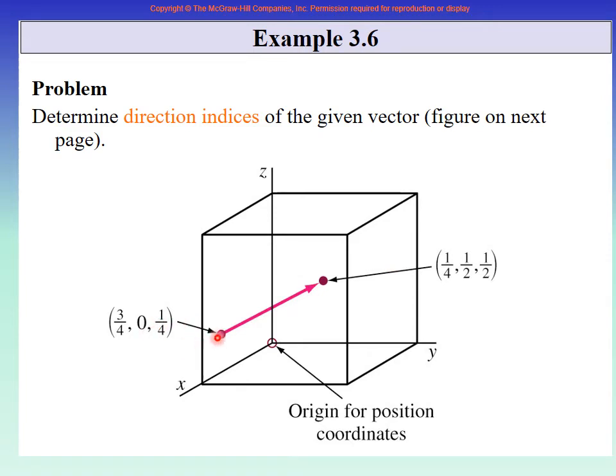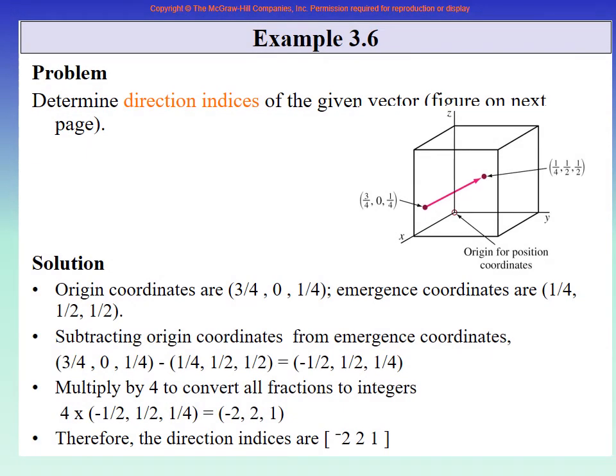So if you can locate this point, if it is given that it is 3 by 4, 0, 1 by 4, then of course you know that in x you have moved 3 by 4, in y you have not moved, and in z you have moved 1 by 4. Similarly, if this point is 1 by 4, half, half, then from here in x you have moved 1 by 4, in y half, in z half, and you have come to this point. So this is how you draw the points. But if the points are given, then 1 by 4 minus 3 by 4, half minus 0, half minus 1 by 4, and you are done, right? So the numbers are there.